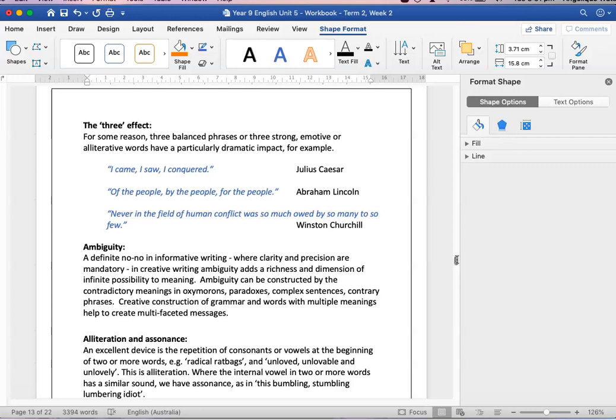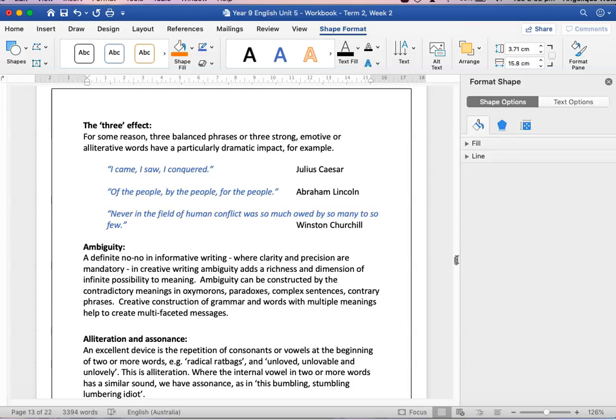In creative writing, ambiguity adds a richness and dimension of an infinite possibility to meaning, okay? So when you're wanting to be creative, you can absolutely use ambiguity. Ambiguity can be constructed by the contradictory meanings in oxymorons, paradoxes, complex sentences, and contrary phrases.